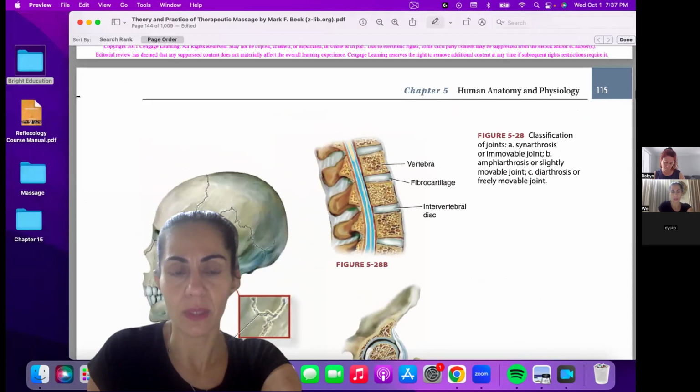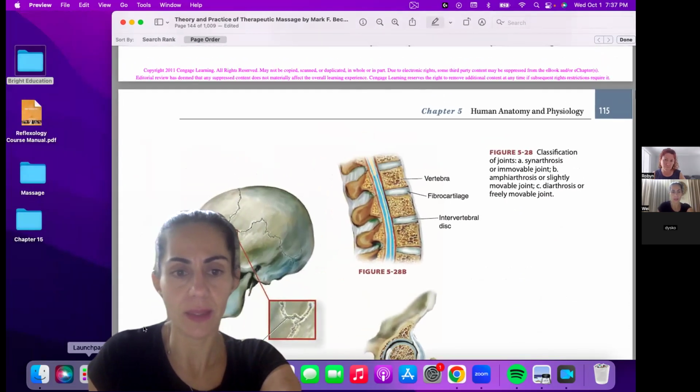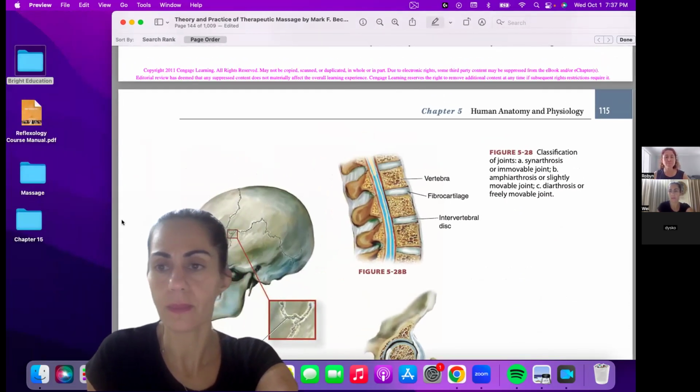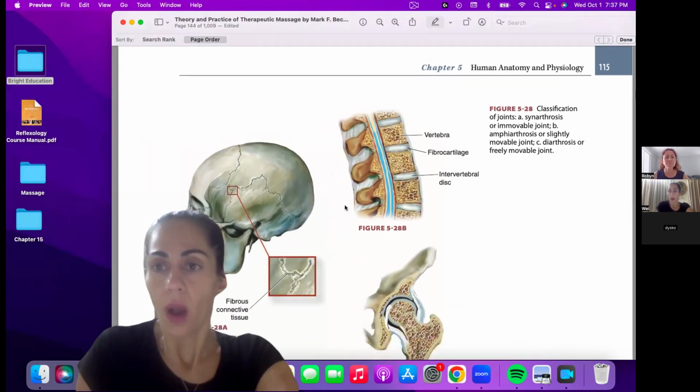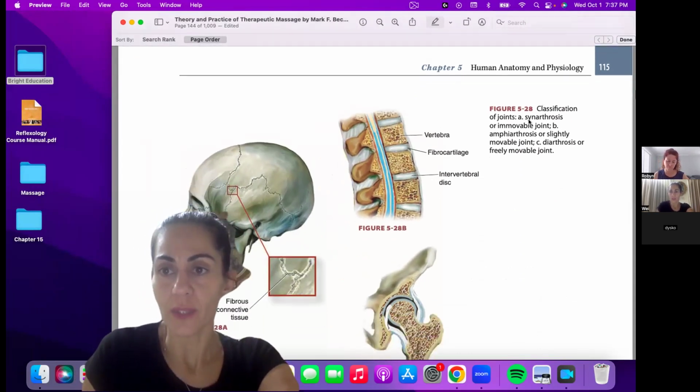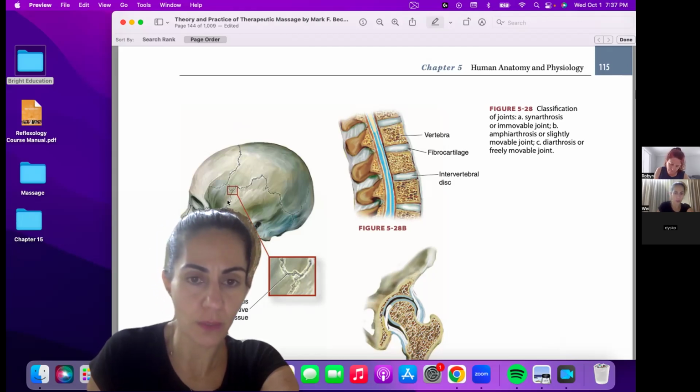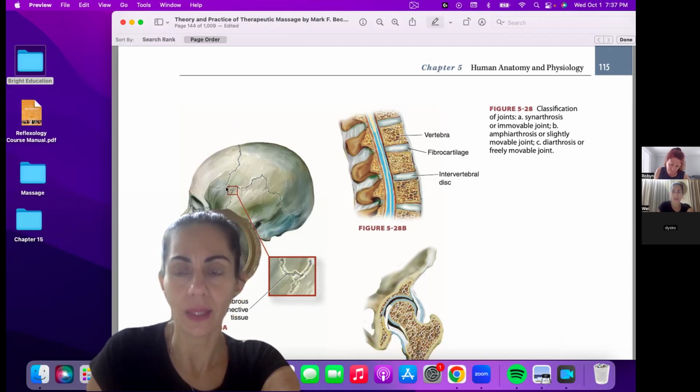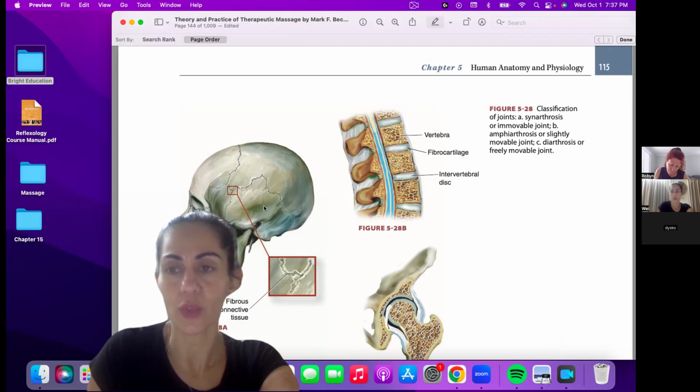Alrighty, let's minimize this. Is this better when I minimize it like this? Mhm. Cool. Alrighty, so the classification of synarthrosis or immovable joints. Synarthrosis, immovable joints, you're going to find them in the sutures. So they're fibrous, made of fibrous connective tissue. And that is the sutures of the head. They are synarthrosis, they do not move.